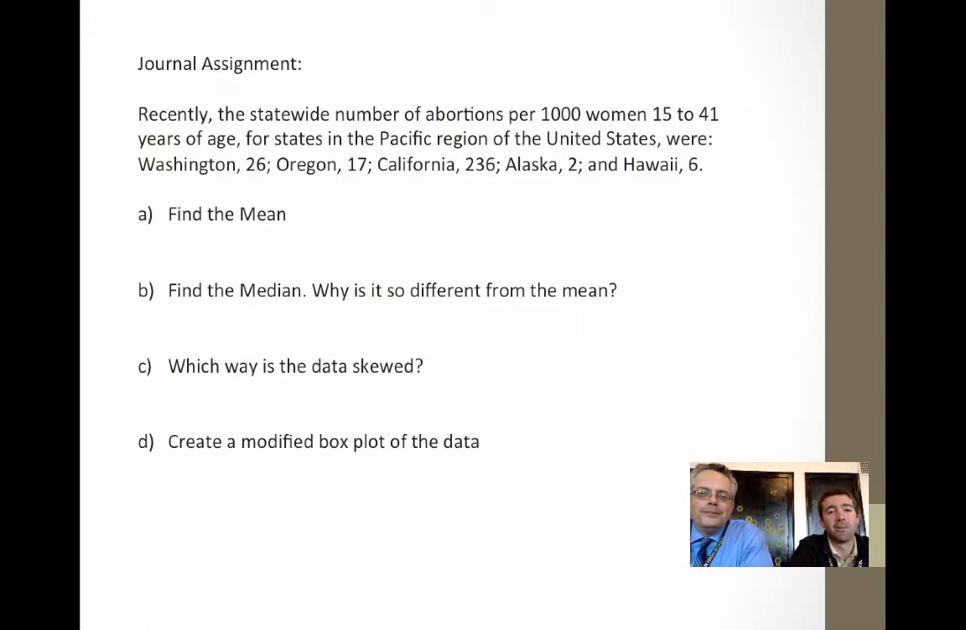Okay. Recently we have the statewide number of abortions per 1,000 women, 15 to 41 years of age, for states in the Pacific region of the United States. We have Washington, Oregon, California, Alaska, and Hawaii. We want you to find the mean and the median, explain why the median is different from the mean, tell us which way the data is skewed, and then create a modified box plot of that data. How many data values were there? Five. That's like the bare minimum. Yep, we're playing with fire here.